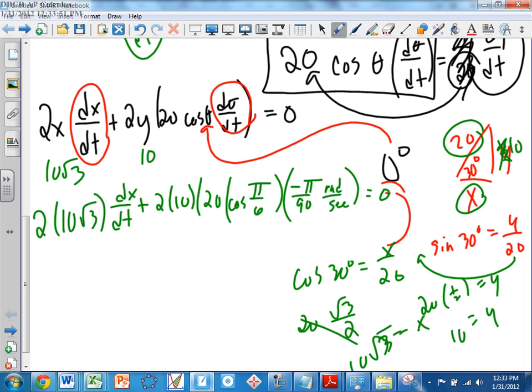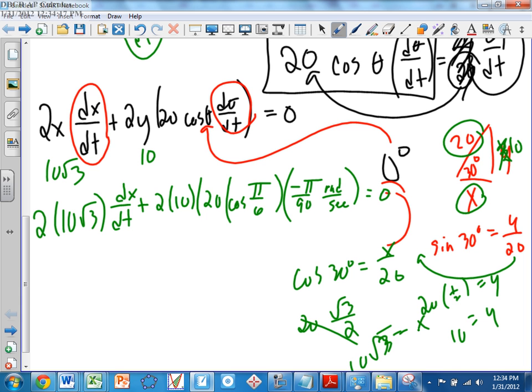Just solve for dx dt. It's algebra now. Think of dx dt as a variable, just like x. Move everything over, multiply all this stuff, subtract it over here, and divide. What do you get for dx dt? What kind of an answer? A length answer. Okay, distance over time, good.